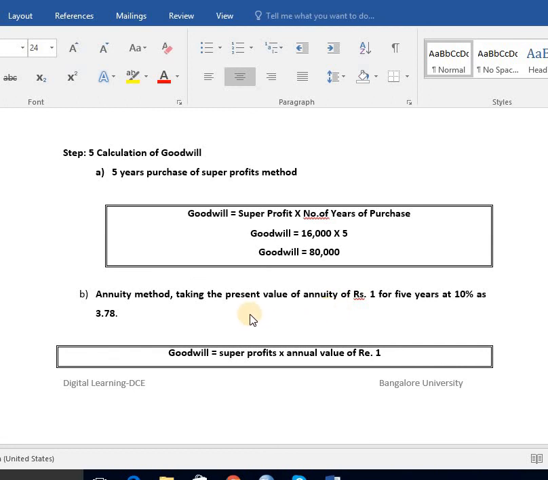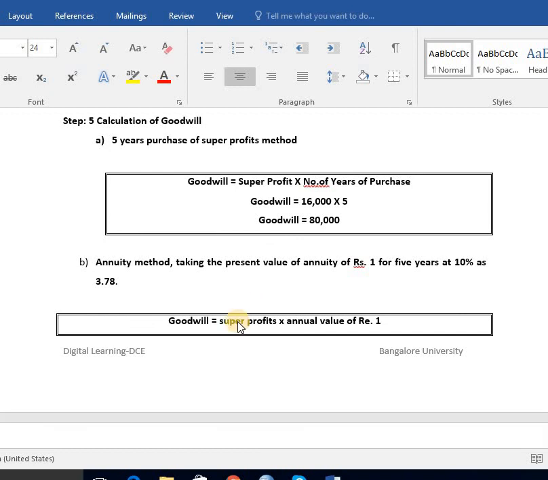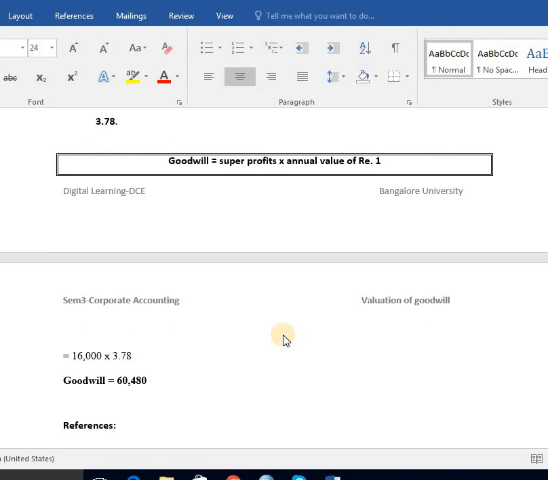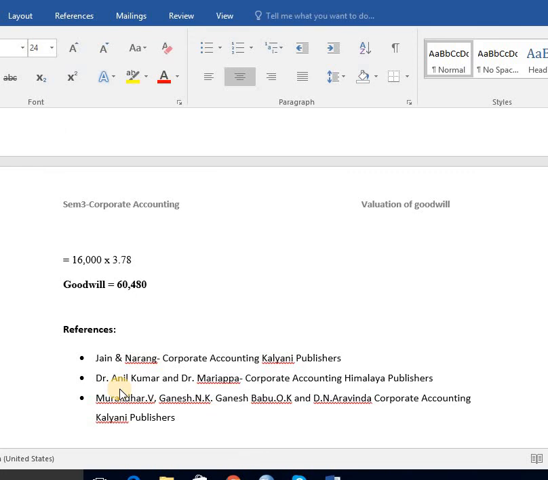Then under annuity method. What is the present value factor given in the problem at 10%? 3.78. Goodwill is equal to super profit into annuity value, right? So 16,000 into 3.78. Goodwill is equal to 60,480. This is about calculation of goodwill under annuity method.